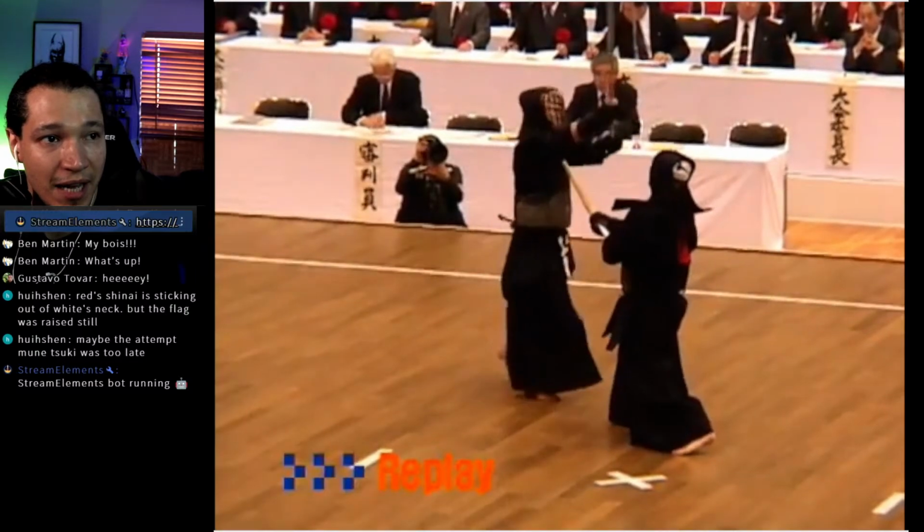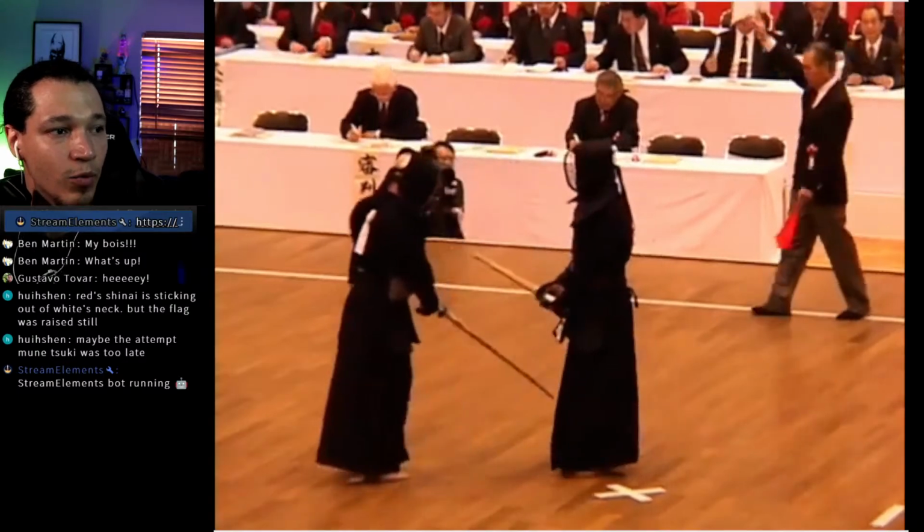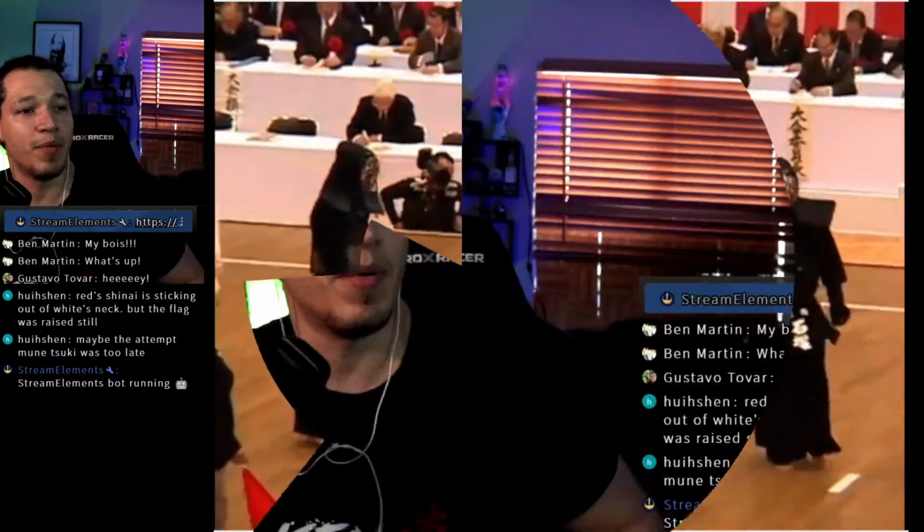So at this point, if he would have missed his sanshin, I guess they probably would not have given the ippon, but there was no contact there with the mune. The men was solid. He had a good opportunity. The opponent kind of lowered his kensen, so he gave the opening, and white just took the opportunity, and that gave him the ippon.